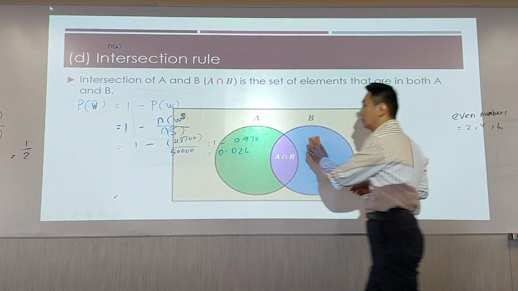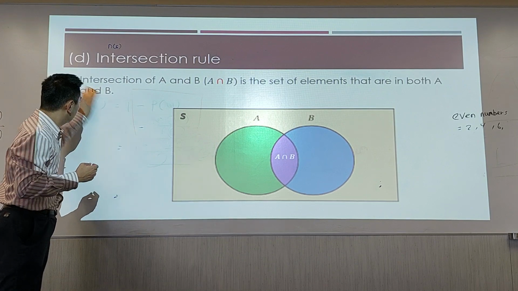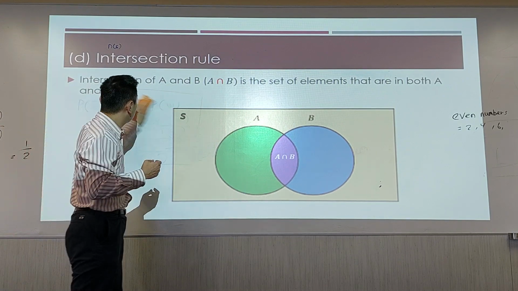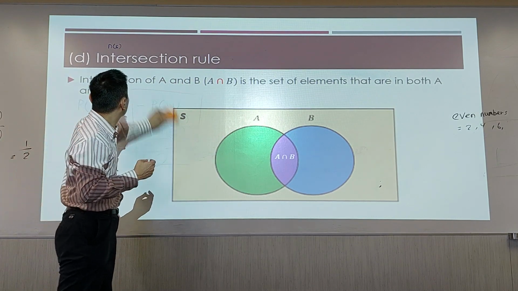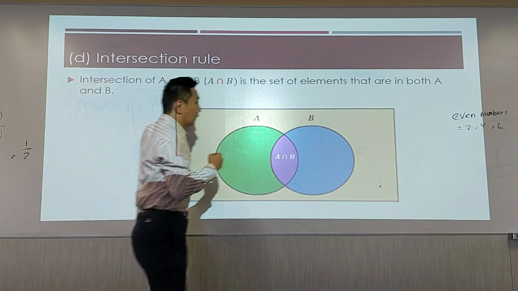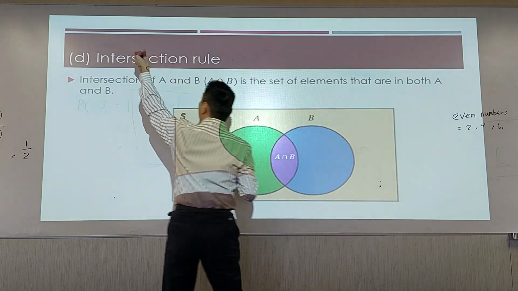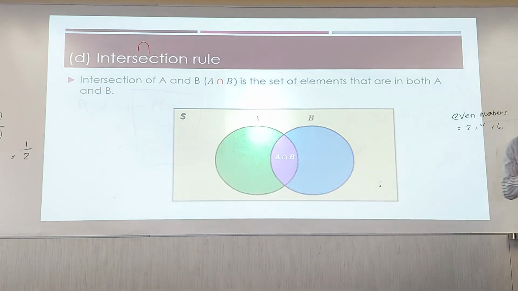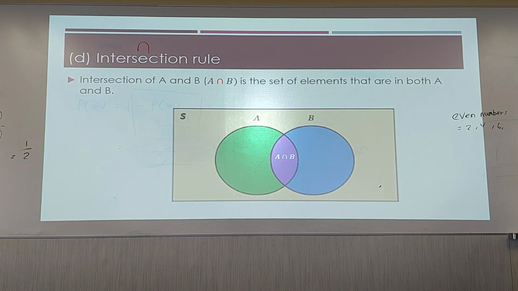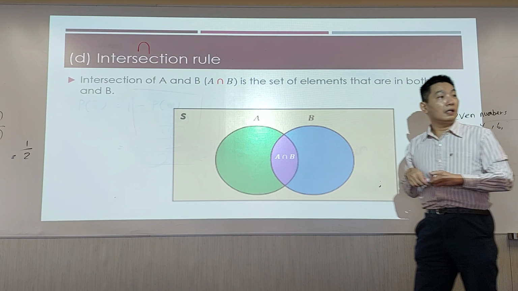Next, intersection rule. What's the meaning of intersection rule? Okay, intersection in statistics, we use the symbol of this one to represent intersection. Something like N, but it's not an N. A and B intersect in which area?